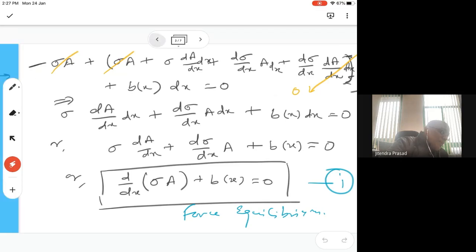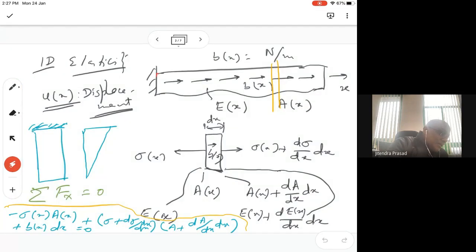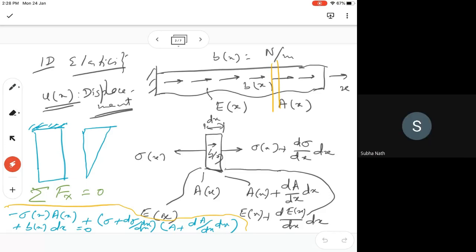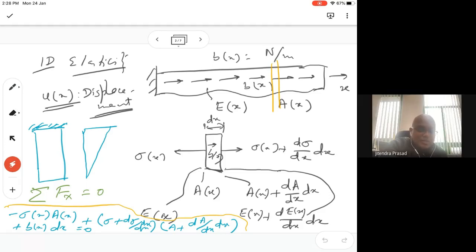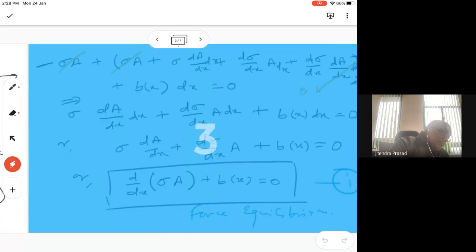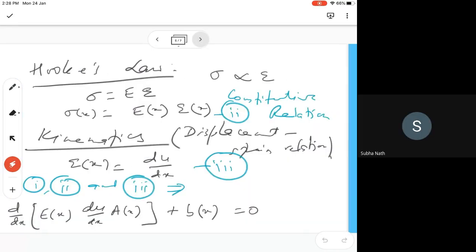So in our problem, remember that this is the body and these are the boundaries: boundary number 1, boundary number 2. There are two boundaries only, and in between, whatever we have is a body force. So body force can be in terms of a point force as well. You can define body force as a point force. That will be a Dirac delta function. Okay, sir, I got it, sir. Thank you.